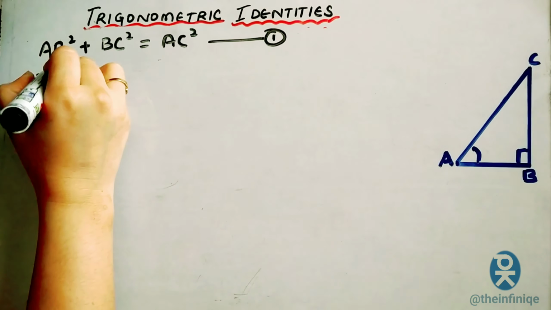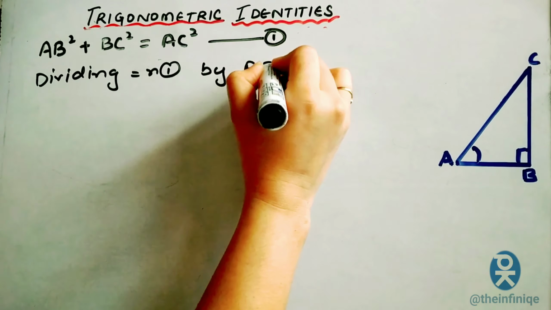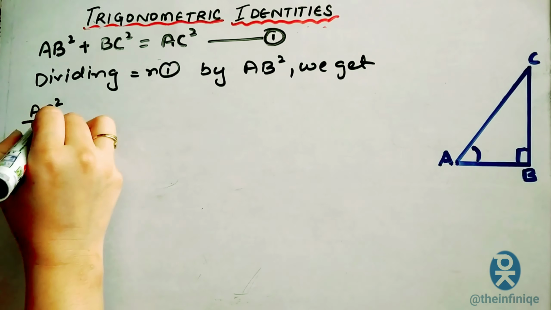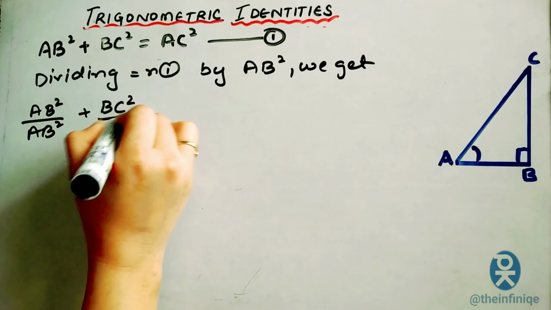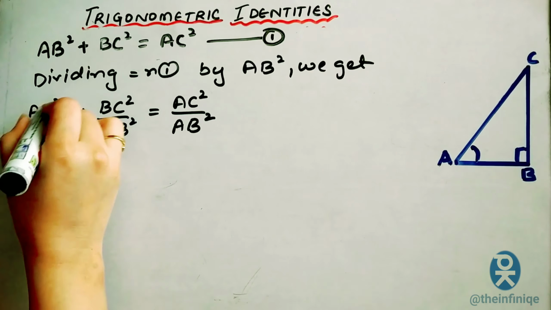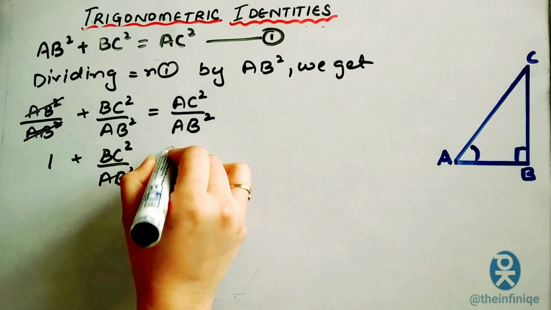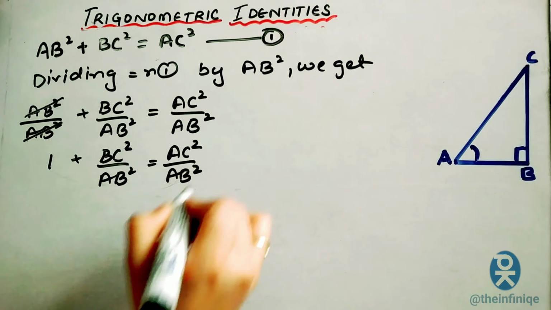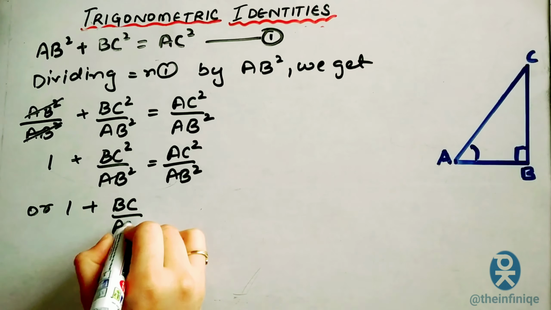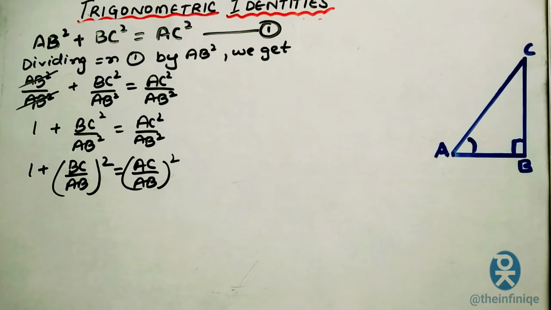Now dividing equation first by AB square, we get AB square upon AB square plus BC square upon AB square is equal to AC square upon AB square. This cancels, 1 plus BC square upon AB square is equal to AC square upon AB square, or 1 plus (BC upon AB) whole square is equal to (AC upon AB) whole square.